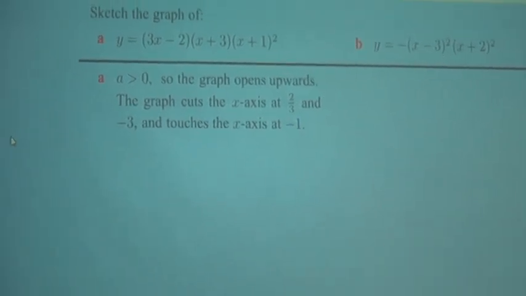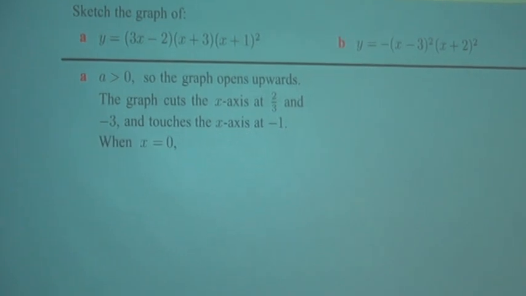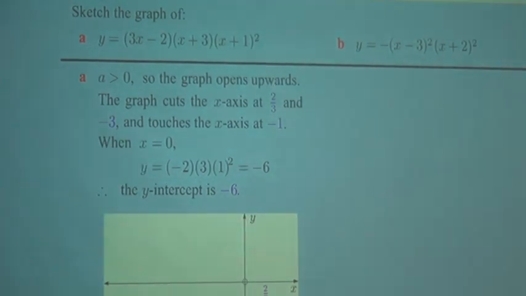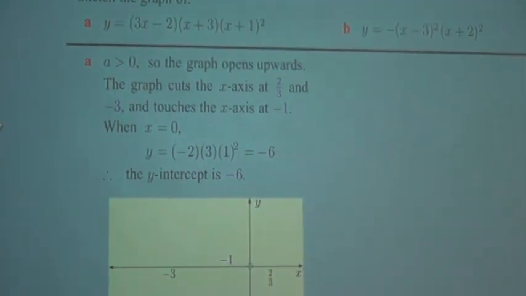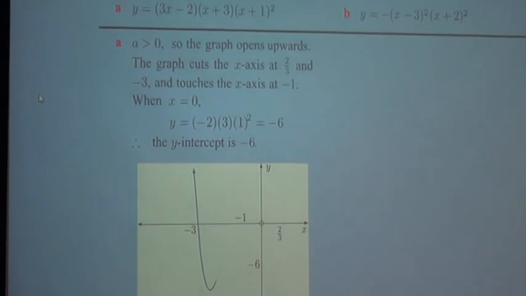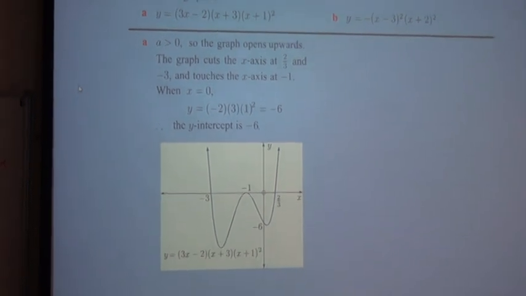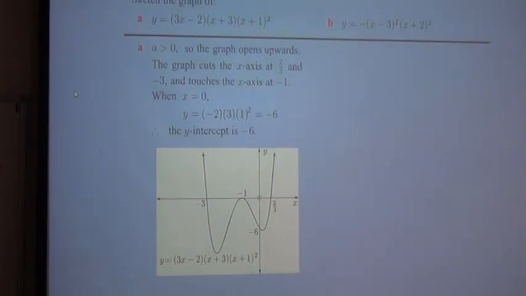We find the y-intercept of the graph by substituting x equals 0. The y-intercept is minus 6. We sketch the graph by marking the intercepts and drawing a smooth curve through these points. Since the quartic opens upwards, we start with our pen above the x-axis. Remember that the graph touches the x-axis at minus 1.